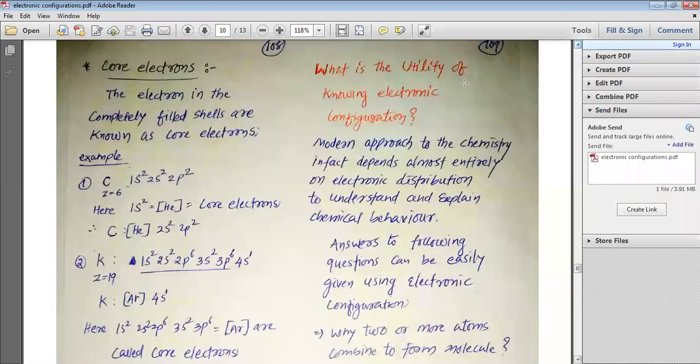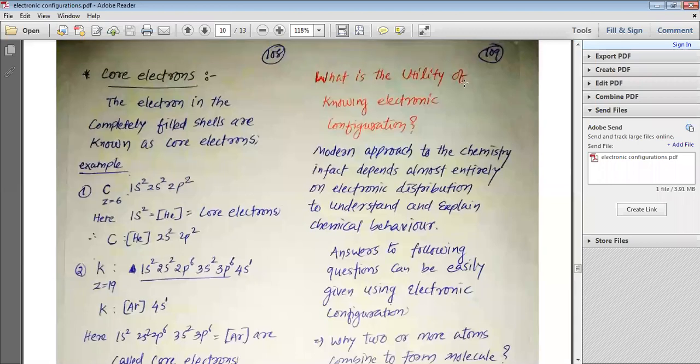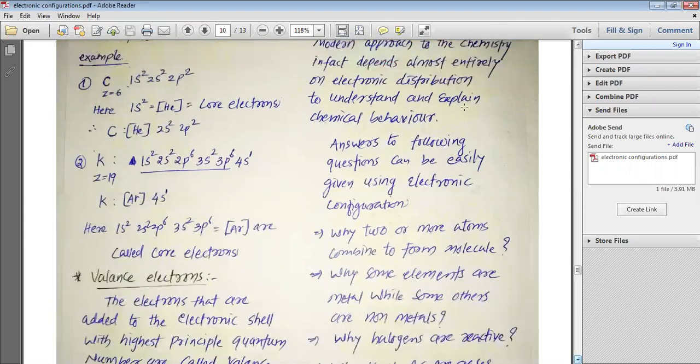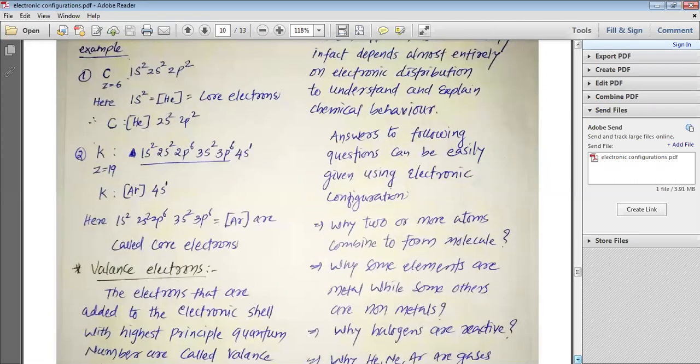Now, what is the utility of knowing electronic configuration? Why should we study electronic configuration? What is the need of studying it? The modern approach to chemistry depends almost entirely on the electronic distribution to understand and explain chemical behavior. My dear students, whenever we study the properties of elements in future, we will study electronic configuration, and almost everything we will study is based on it, so you will understand it better, but it is a very important concept. Answers to the following questions can be easily given by understanding the electronic configuration.